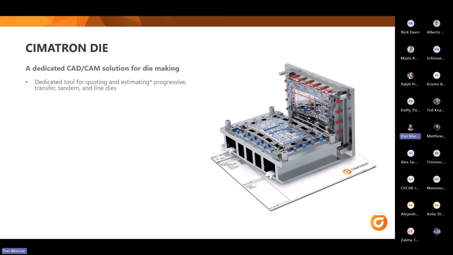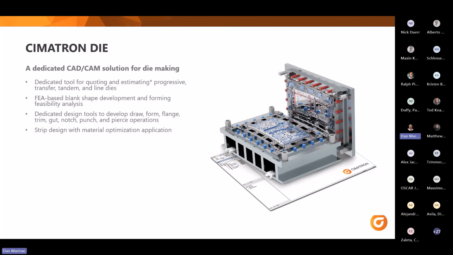In die, we'll look at a dedicated tool for estimating progressive, transfer, tandem and line dies. That'll be part 2 of our series, not covered today. We will be showing today FEA-based blank shape development and forming feasibility analysis, dedicated design tools to develop, draw, form, flange, trim, gut, notch, punch, and pierce operations, strip design with ease with material optimization application, FEA-based springback analysis with high-quality morphing and compensation.